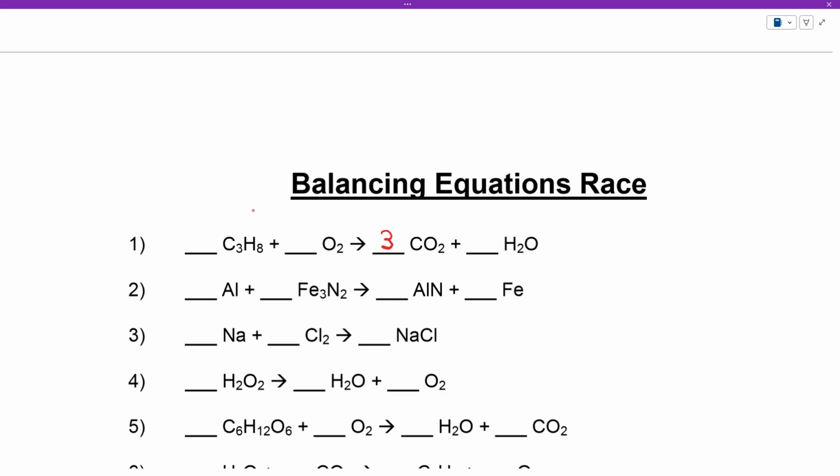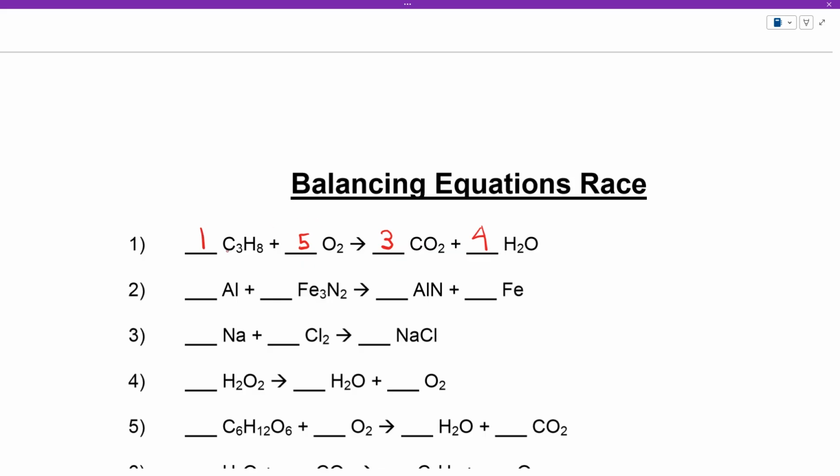Over here, we have 8 hydrogens, and here we only have 2 hydrogens. So we're going to put a 4 here to balance the hydrogens out. Over here, we have 3 times 2 is 6, plus 4 oxygens is 10 oxygens. So to balance it out on this side, we're going to do 5 times 2 is 10 oxygens. Let's put a 1 over here.